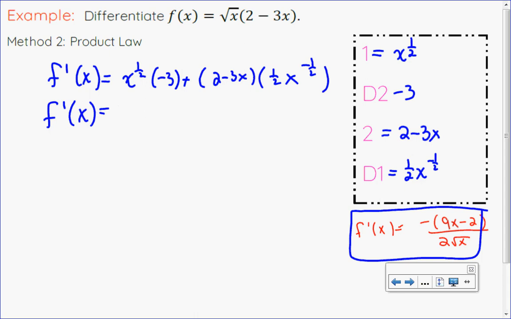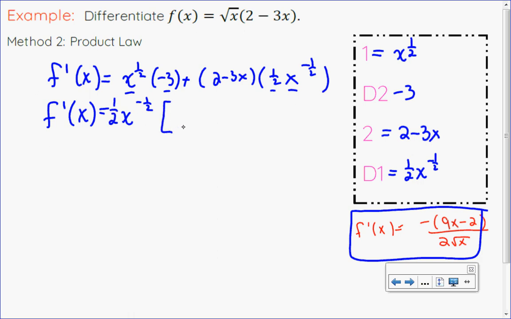I either factor a GCF or expand and simplify. So I'm going to factor a GCF. I notice that both of my terms have x, and I'm going to take out x to the lower exponent, which is negative a half. They also have numbers, negative 3 and a half. I don't want to be left with a fraction, so I'm actually going to take out a half.